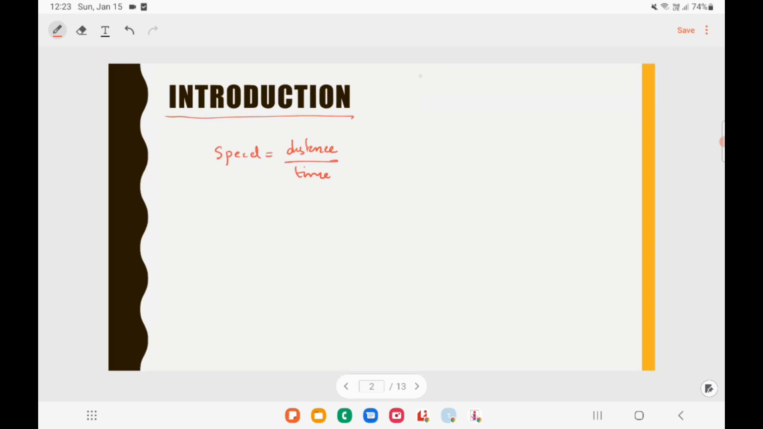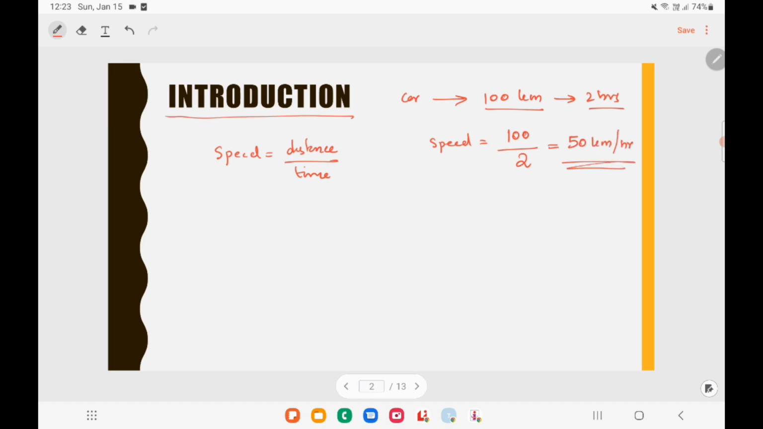So I'll give you an example. For example, if there is a car and it travels 100 kilometers in 2 hours, then the speed of the car is total distance traveled, that is 100, divided by the time taken, which is 2 hours. So you will get 50 kilometers per hour. That means the car is traveling 50 kilometers in 1 hour, and that is the speed of the car. That means the car travels 50 kilometers in 1 hour, 100 kilometers in 2 hours, and 150 kilometers in 3 hours, and so on. So this is the concept of speed, distance and time.